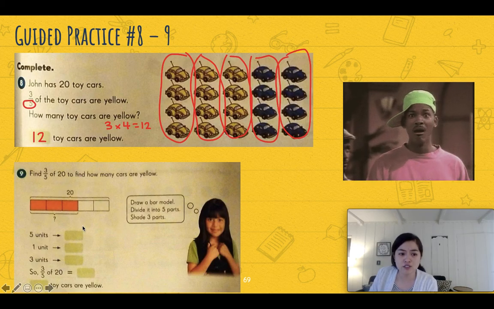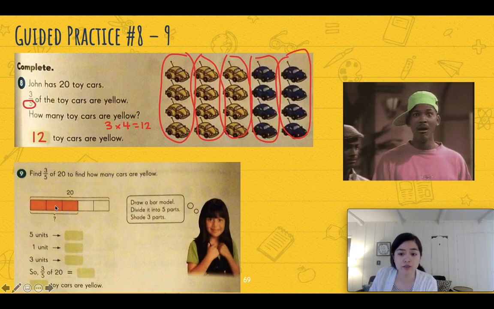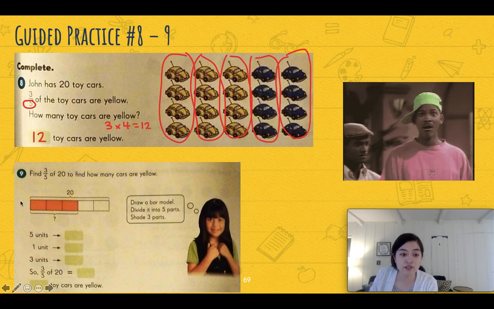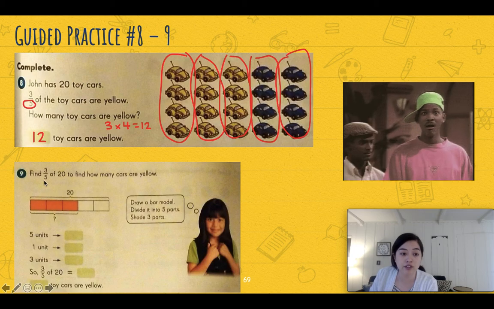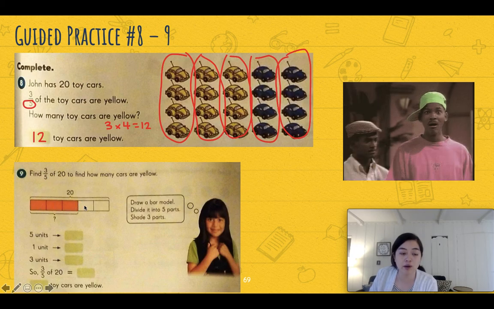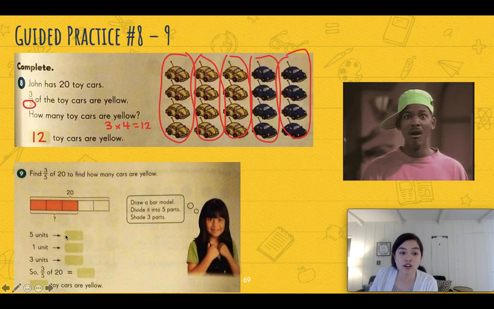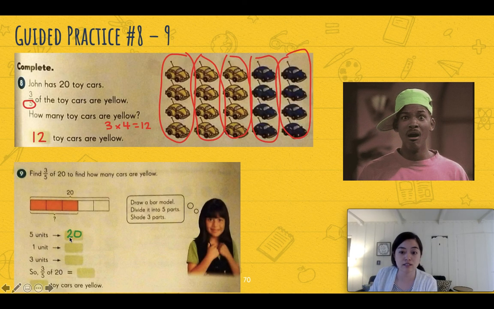Let's use a bar model here to figure out how many cars are yellow. So in here, I see that they wrote the fraction 3/5 and they represented it as a bar model here because there's a total of 5 parts, 1, 2, 3, 4, 5, and 3 are shaded, 1, 2, 3. So 3/5 of 20, and 20 is the total, so they put a bracket here that surrounds all of the parts. So 5 units is 20.